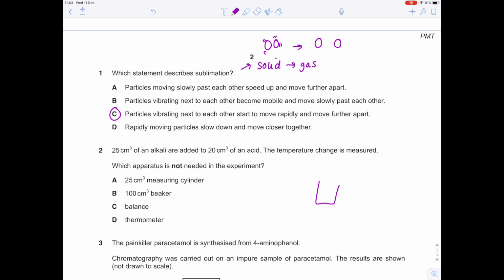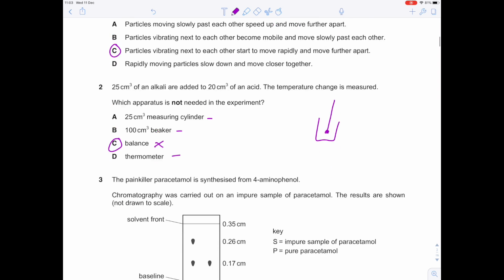So you've got this kind of setup where you've got a polystyrene cup, the substances are inside the cup, you're looking at the temperature change, so we need to use a measuring cylinder in order to measure the volumes, the beaker probably to pour them into each other, a balance, no, we haven't mentioned anything to do with masses, a thermometer, yes, I've drawn one appallingly, so the thing we don't need is the measuring balance.